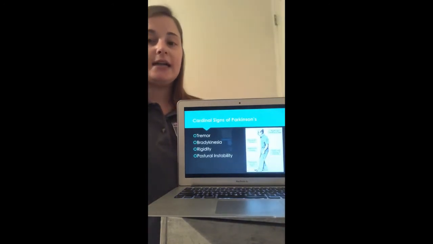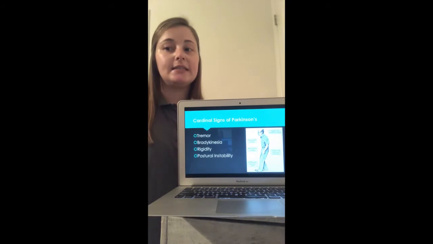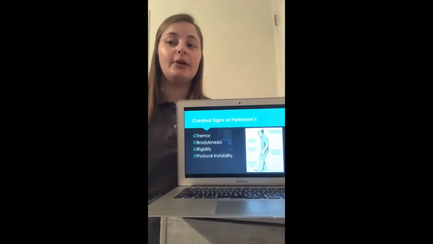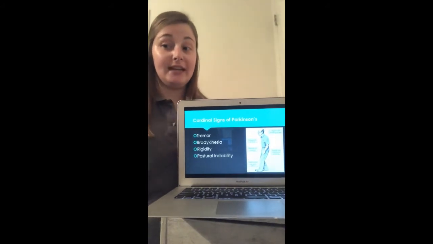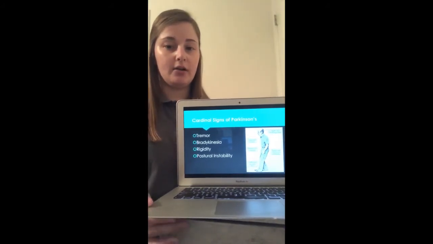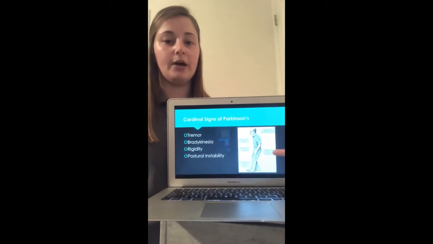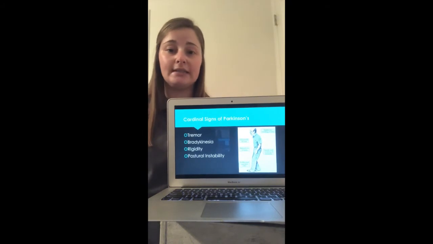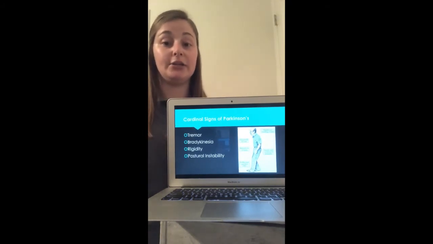So next I just added some cardinal signs of Parkinson's disease. We all should remember these from class, but they are tremor, bradykinesia, rigidity, and postural instability. And I added a picture here. I don't know if you can see it very well, but it's just a perfect demonstration of how patients with Parkinson's disease actually appear to you.